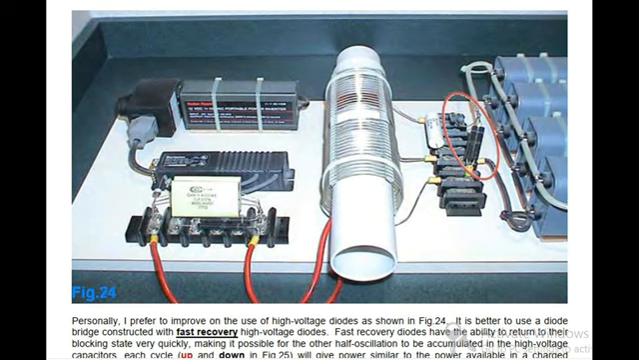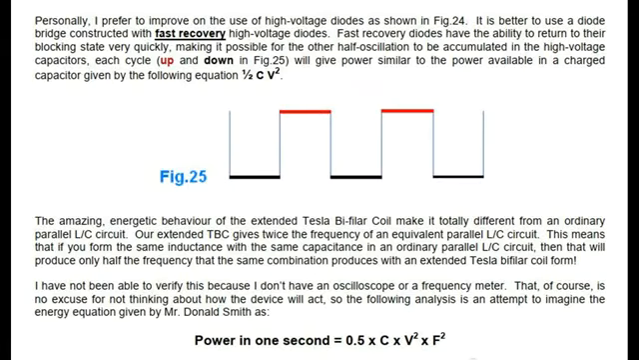Personally, I prefer to improve on the use of high voltage diodes as shown in Fig 24. It is better to use a diode bridge constructed with fast recovery high voltage diodes. Fast recovery diodes have the ability to return to their blocking state very quickly, making it possible for the other half oscillation to be accumulated in the high voltage capacitors. Each cycle, up and down in Fig 25, will give power similar to the power available in a charged capacitor given by the following equation: 1/2 capacitance times voltage squared.